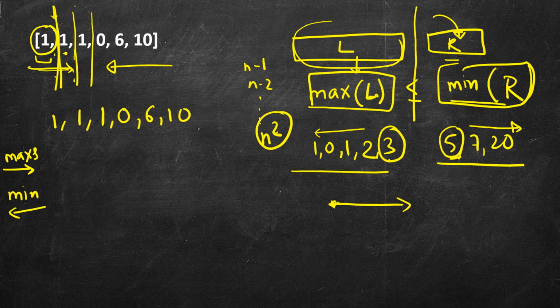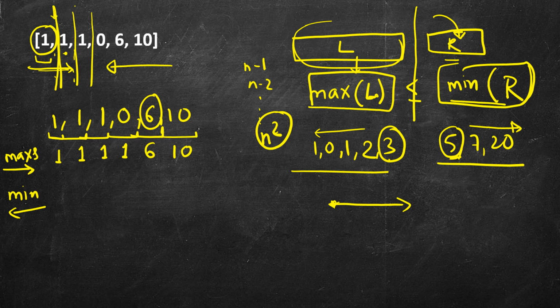So maximum till here is 1. Maximum till this point is, compare just this one with the existing previous maximum. So 1 and 1, maximum is 1. Till here it's 1. Till here it's 1. Now if we come here, we found a new maximum. So maximum till here is 6. And if we come here further, maximum till here is 10.